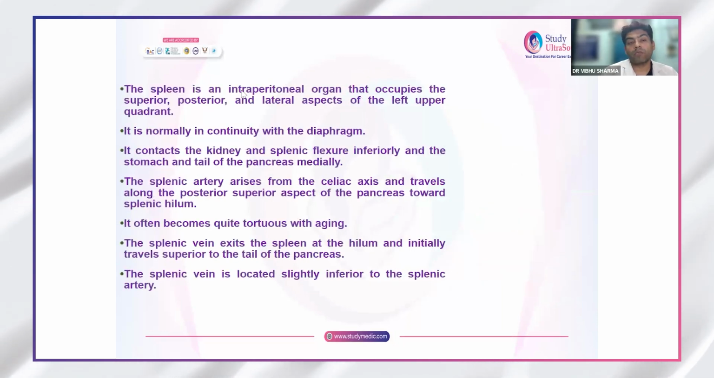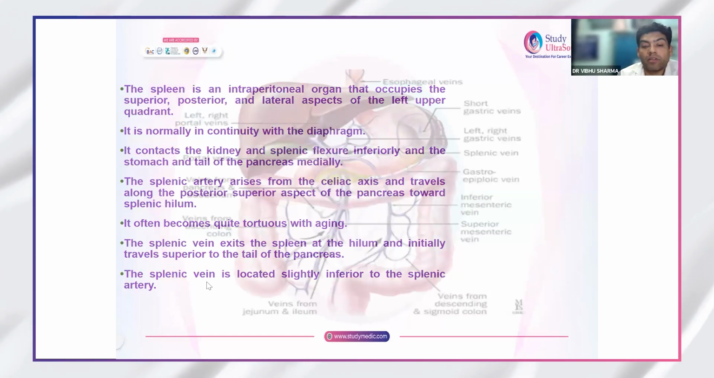The spleen is an intraperitoneal organ that occupies the superior posterior lateral aspect of left upper quadrant. It is normally in continuity with the diaphragm, contacts the kidney and splenic flexure inferiorly and stomach and tail of pancreas medially. The splenic artery arises from the celiac axis, travels along the posterior superior aspect of pancreas towards the splenic hilum, and it becomes tortuous with aging. Splenic vein exits the spleen at the hilum and initially travels superior to the tail of pancreas. The splenic vein is located slightly inferior to the splenic artery.